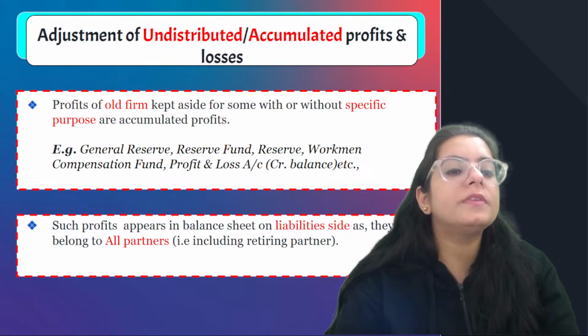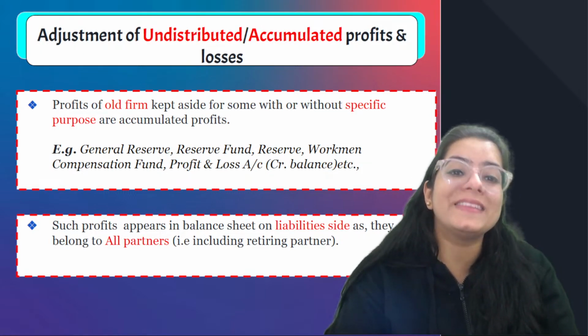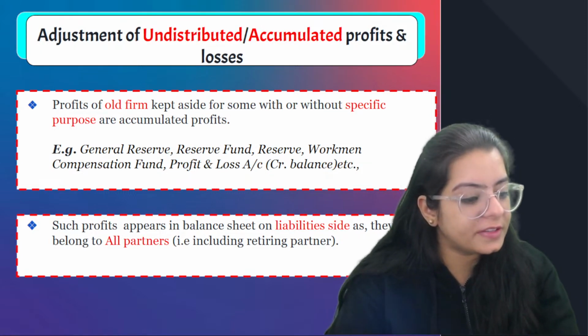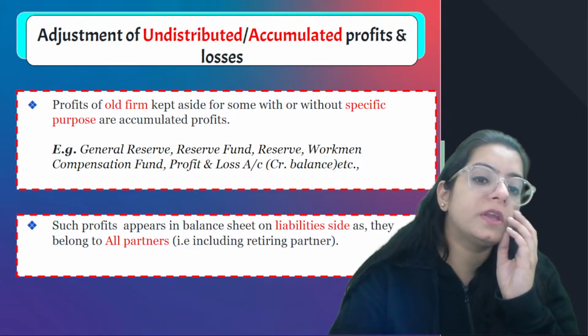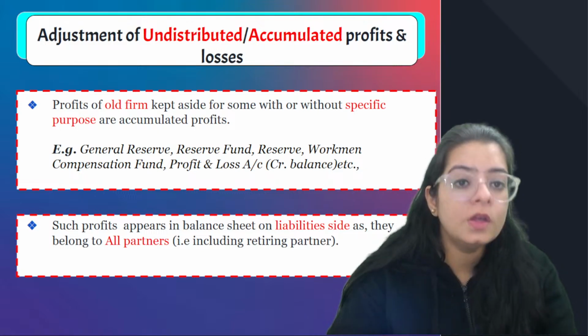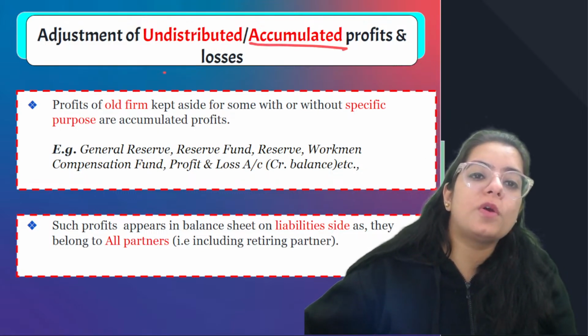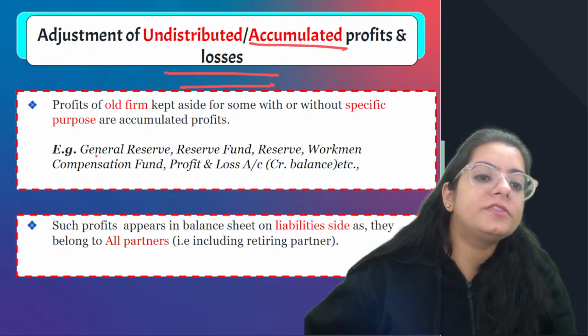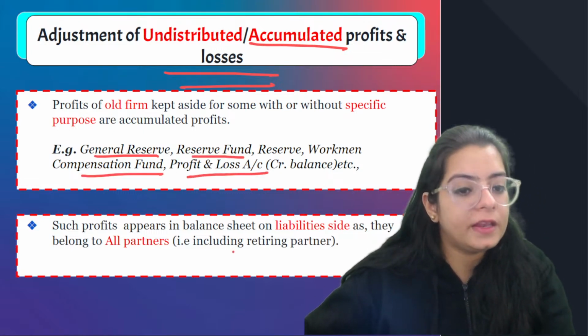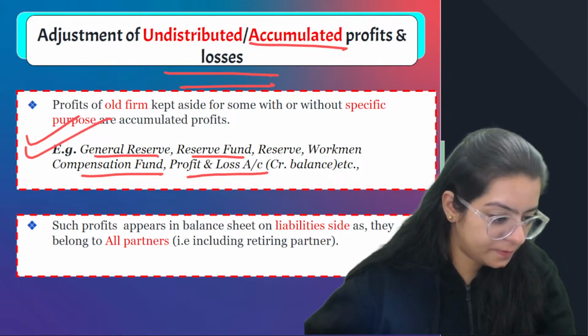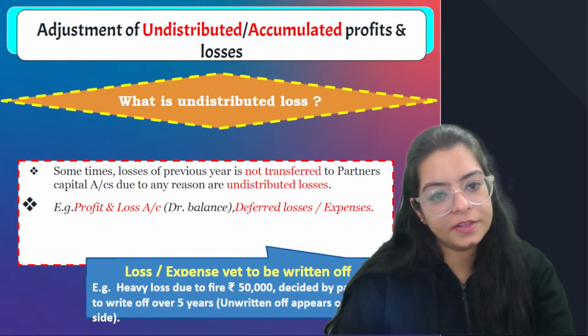So you can count this session as a one-shot conceptual session. Important question sessions we will be bringing up soon. What types of undistributed profits and losses can you find? General reserve, reserve fund, workman compensation fund, P&L, all these profits you can find.